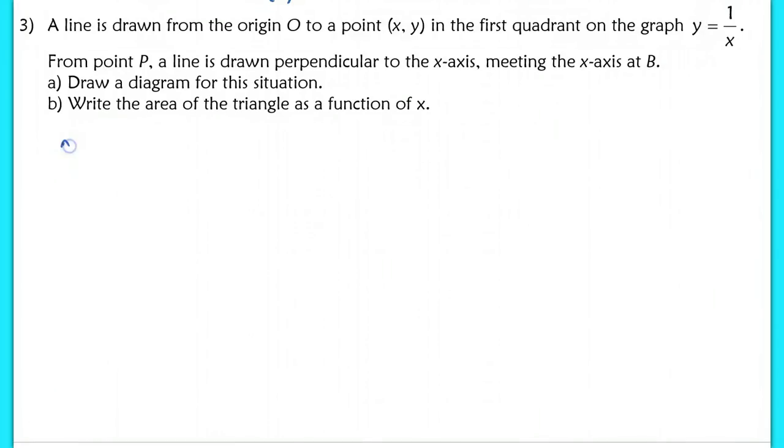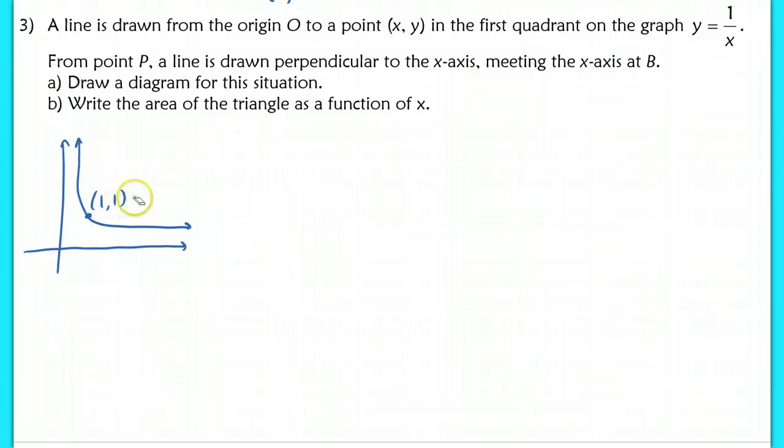So this is one of our mother functions, and if it's the graph of 1/x, then this point here is (1, 1). Not that that matters, but that's what that branch would look like in the first quadrant. Now, you have a line from the origin to anywhere on the graph of 1/x. So that point, let's call that (x, y), because that's what they asked us to call it, is point P.